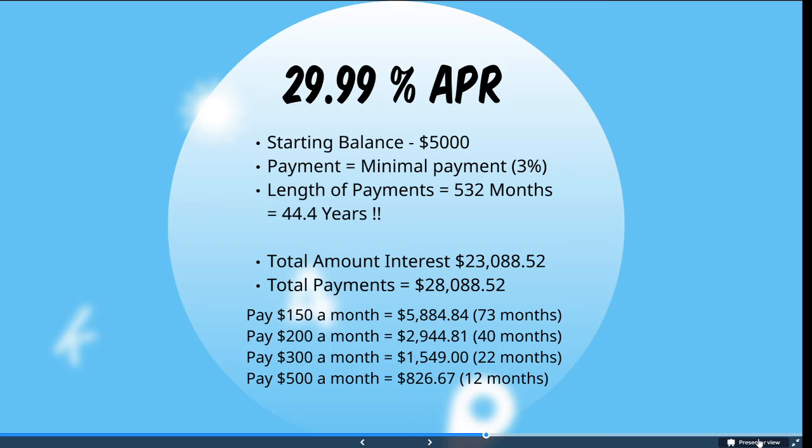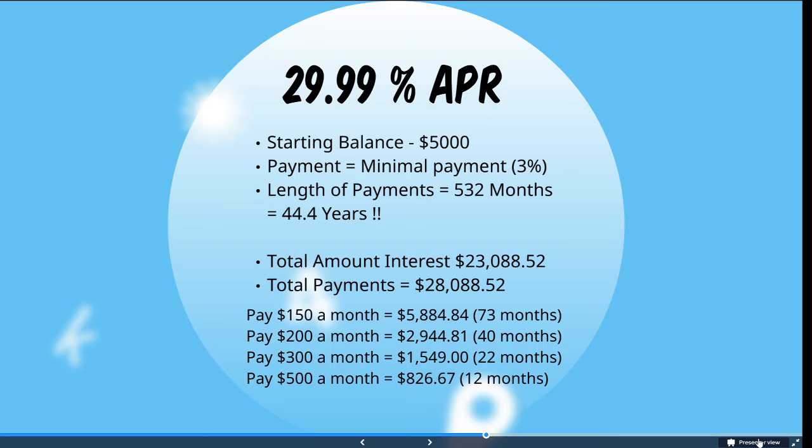if you only pay the minimal payment, which would be 3%, it would take you 532 months, which is 44 plus years to pay off this balance with such a high APR and only paying in 3%. Now, this is because 3% for the first month may be $150, but each month you're paying slightly less and not taking advantage of a fixed payment, which will help you pay off the amount in a quicker period of time.